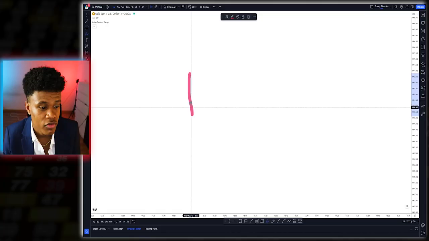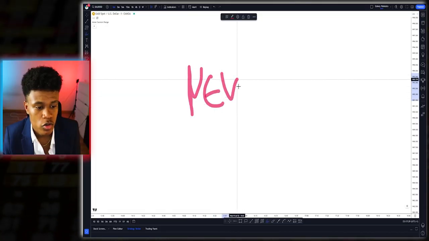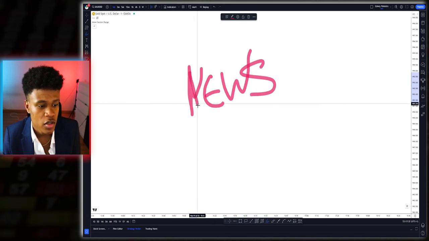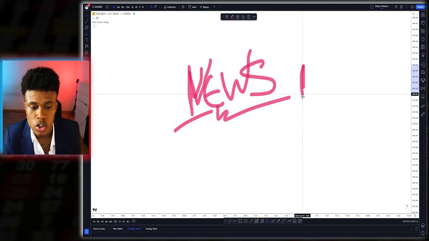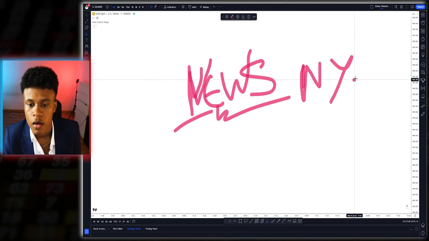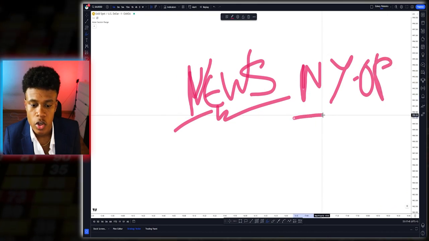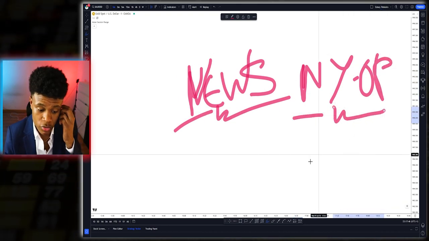And sometimes you can also use V-shaped recovery to trade the opening of the New York session. Because if you're a trader, you know that when the New York session starts, you have huge liquidity and an unusual move on the market. So you can use V-shaped recovery to take advantage of news and the New York session opening. I will just write OP. So you can use V-shaped recovery to take advantage of those two things.